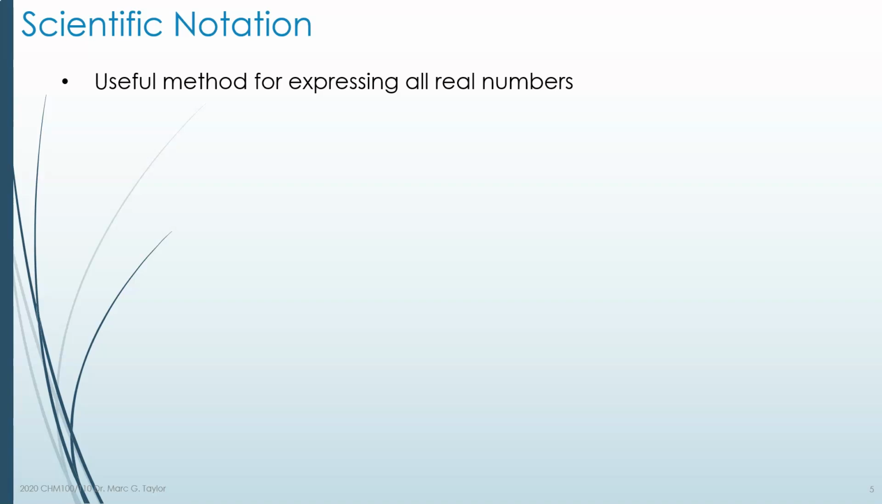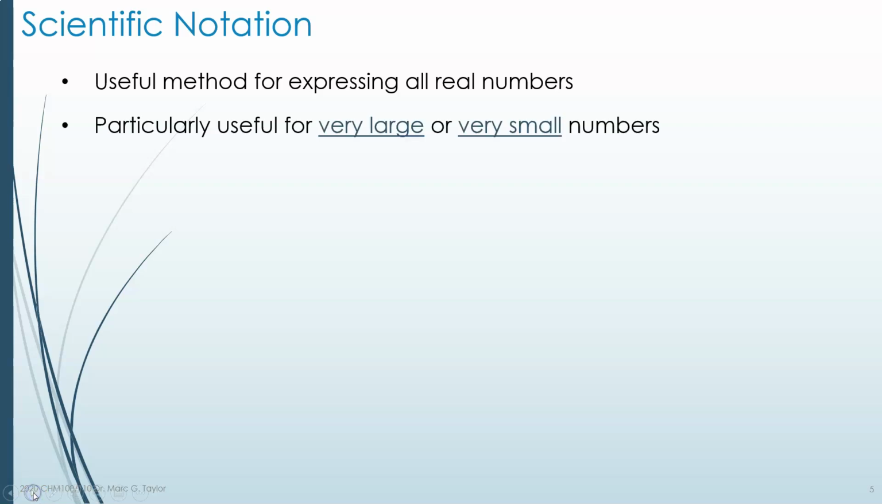Scientific notation is a way of expressing numbers that's different from the decimal format that most of us are used to, and is useful for expressing all real numbers. It is particularly useful for very large numbers and very small numbers that would otherwise require large amounts of zeros when you actually write them down.